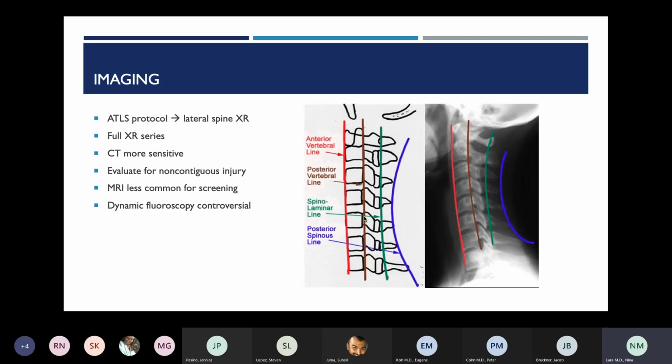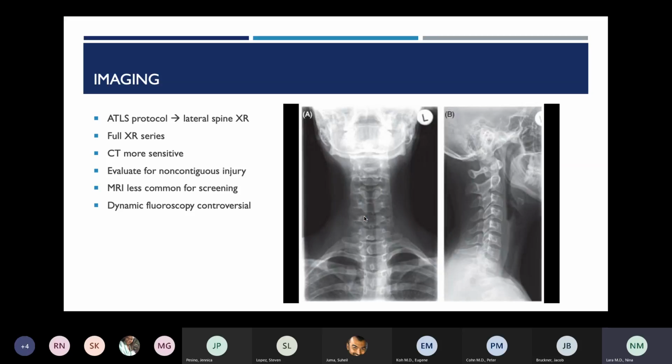CT has supplanted plain films at many trauma centers. You can better visualize the craniocervical and cervicothoracic junctions. And then again, it's important to evaluate the entire cervical spine because 10 to 15% of these patients have non-contiguous spinal column injuries. MRI is less common for screening. It has a high false positive rate, and it's obviously difficult to obtain rapidly, especially in a trauma or intubated patient. But it is useful for preoperative planning and to visualize the soft tissue and ligamentous structures.